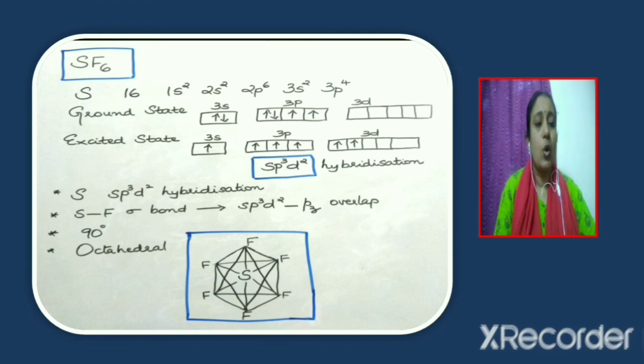Now let us see how the SF sigma bonds are formed. Each of the SF sigma bonds is formed by the overlap of the sp3d2 hybrid orbital of sulphur with the pz orbital of fluorine. Here the bond angle is 90 degrees. Therefore the molecule is octahedral.